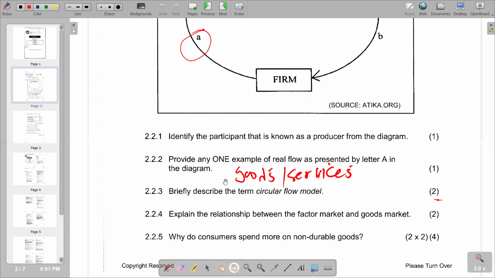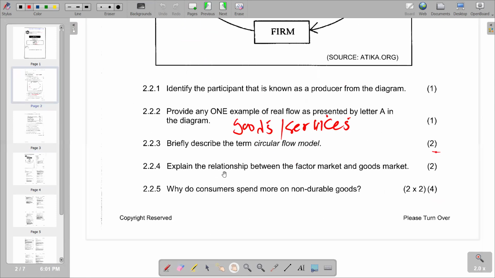We go to the next part of the question, which reads, explain the relationship between the factor markets and the goods market. So remember the production of goods, we require the factors of production as the resources to produce those goods and services. So basically, the question is now asking us the relationship that exists. You're going to notice that there is a positive relationship that exists.